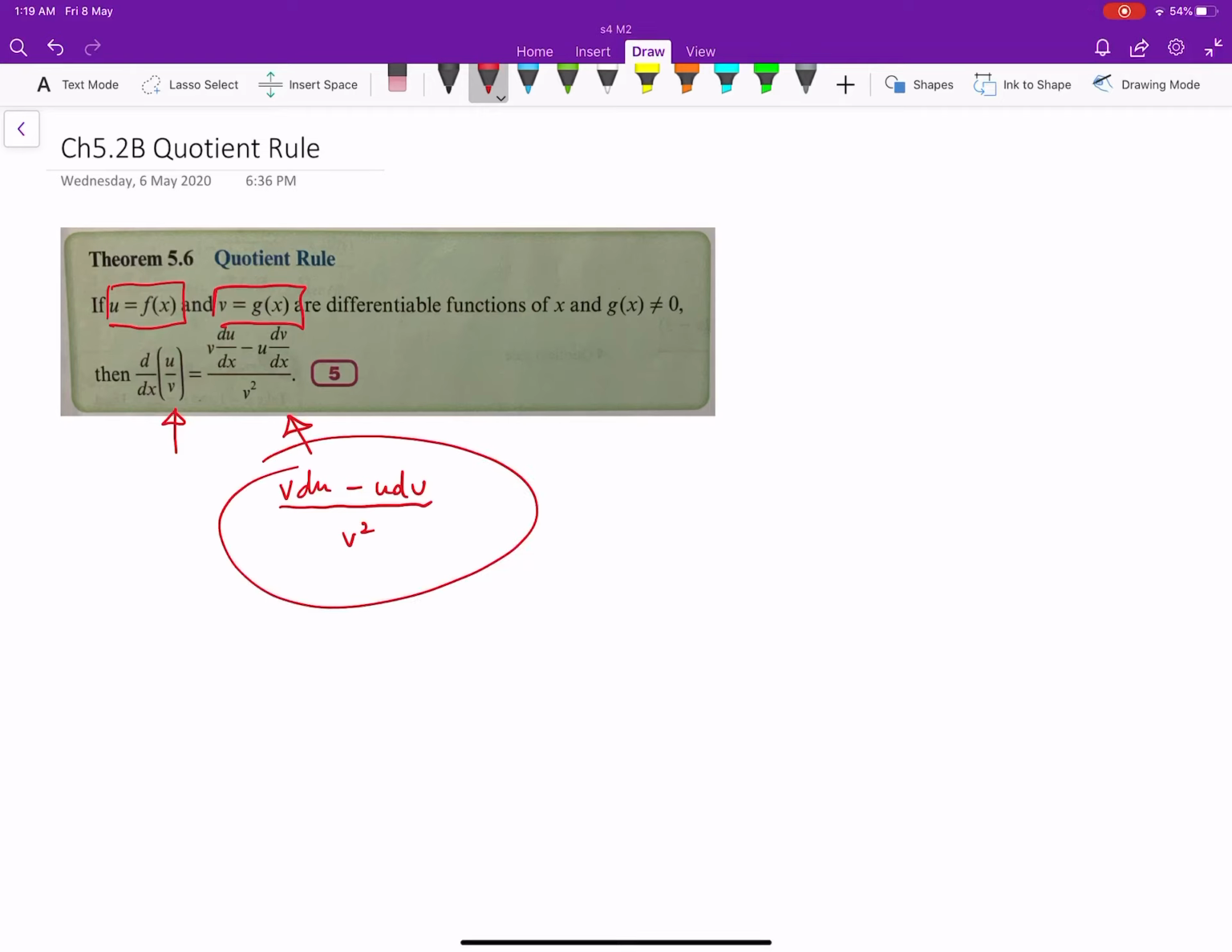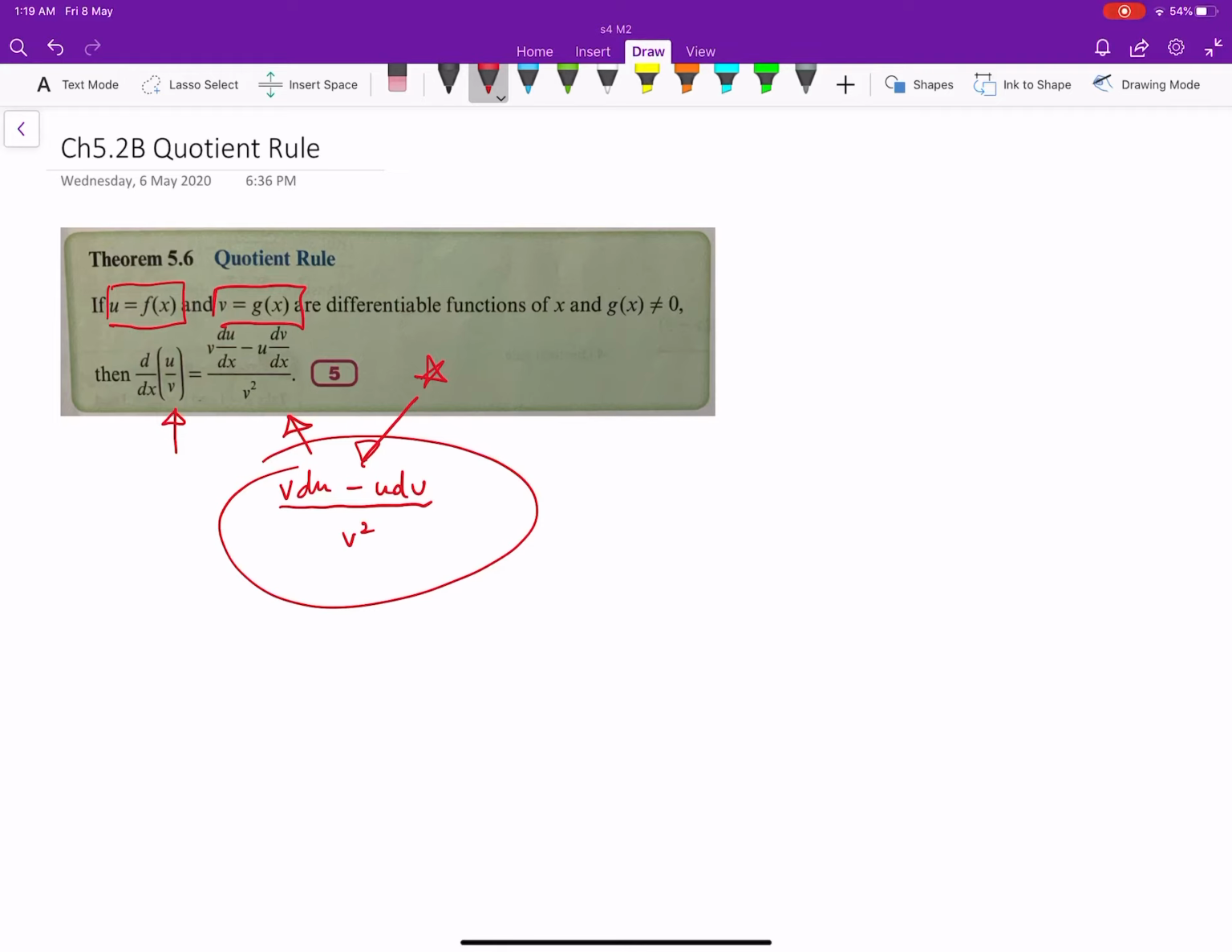It means you write the denominator, then differentiate the numerator, and then minus. This is the main difference between the product rule and the quotient rule. Bear in mind this is minus, which is very important. And then u dv over v squared.